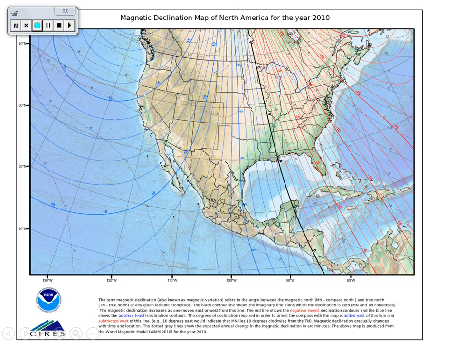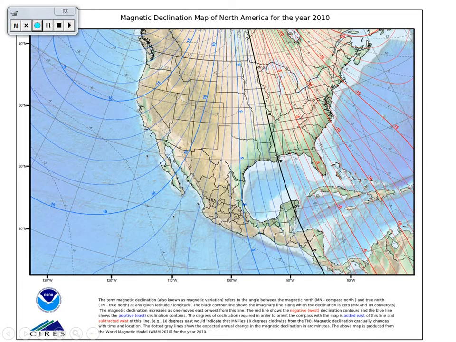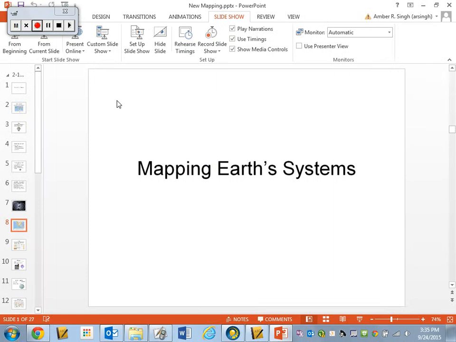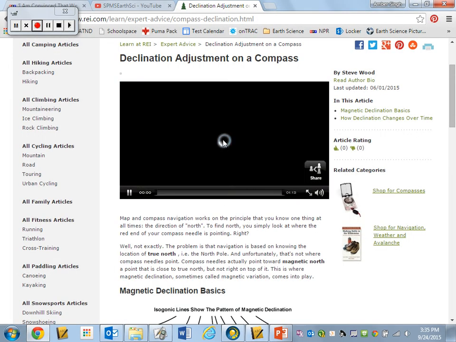If you are on this black line here, you do not need to make any adjustment at all. And then anything in the blue, you are going to adjust that number of degrees to the east. I'm going to show you a quick little video from REI of a man talking about declination.